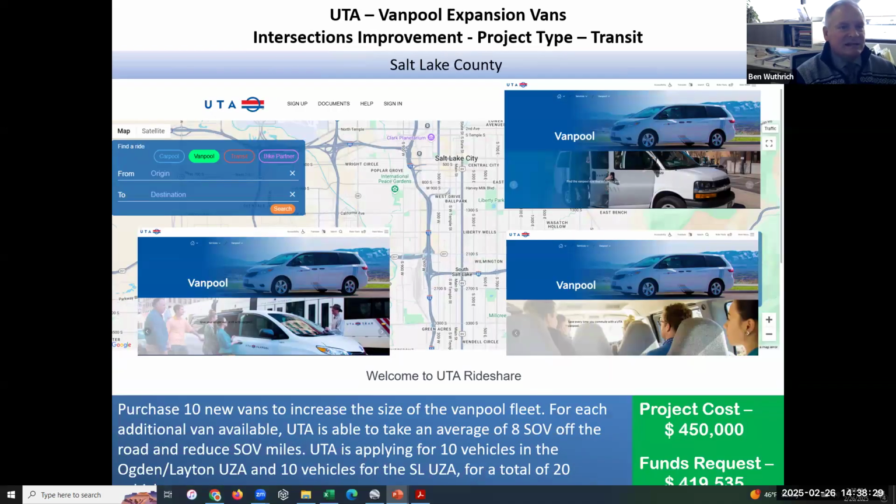The next request is from UTA. This is for vanpool expansion vans in Salt Lake County. This is to purchase 10 new vans for the fleet. Project cost is estimated at $450,000. Funds being requested are a little more than $419,000.